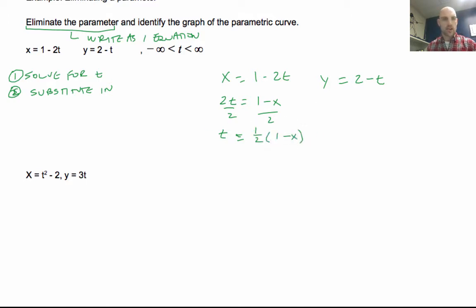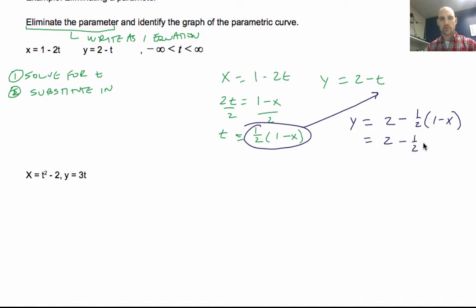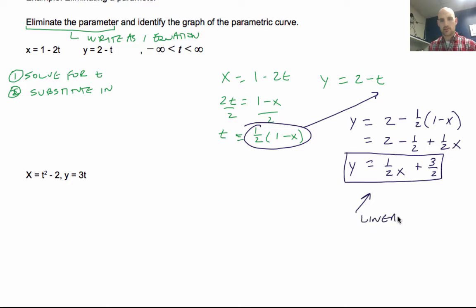And so I'm going to take that and plug that in for t. So y is equal to 2 minus 1/2 times 1 minus x. 2 minus 1/2 plus 1/2 x is 1/2 x plus 3/2, because 2 minus 1/2 would be 3/2. Well, what do you notice? This is a linear equation.